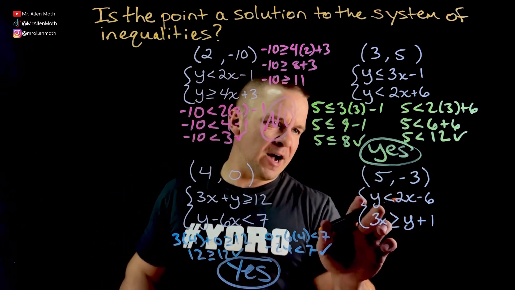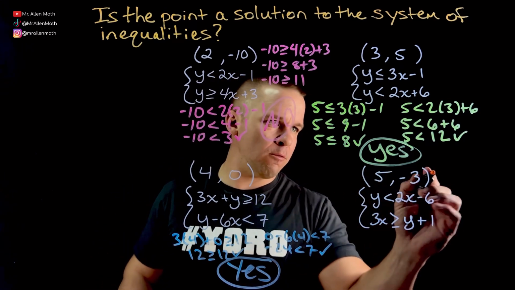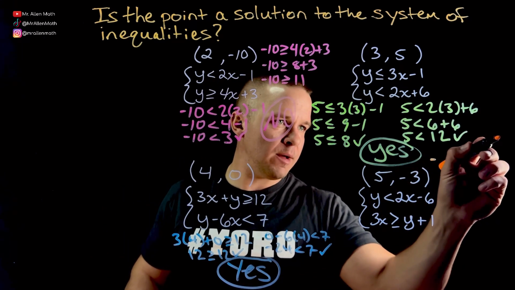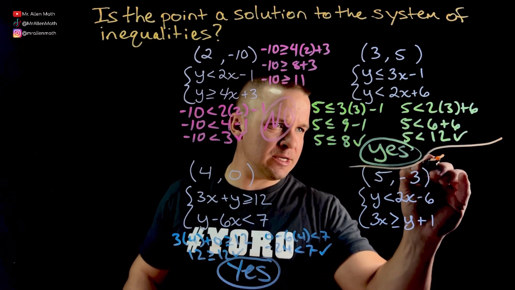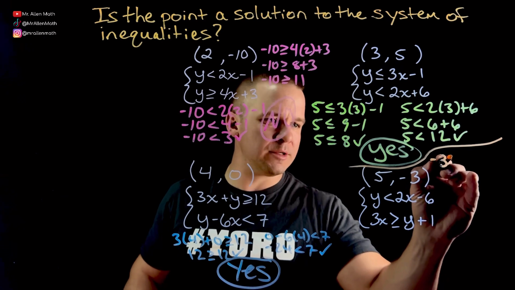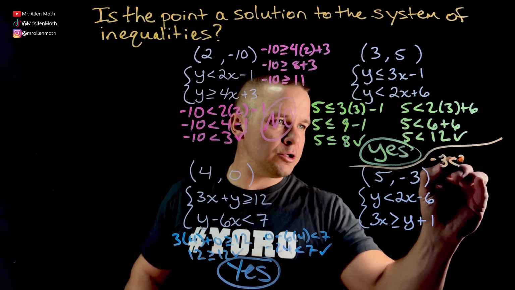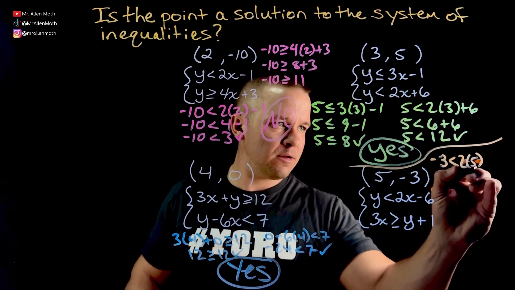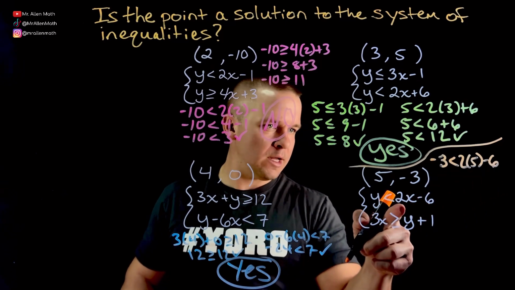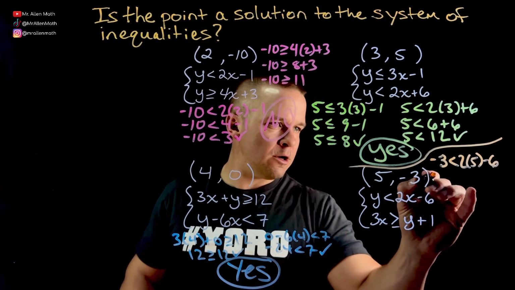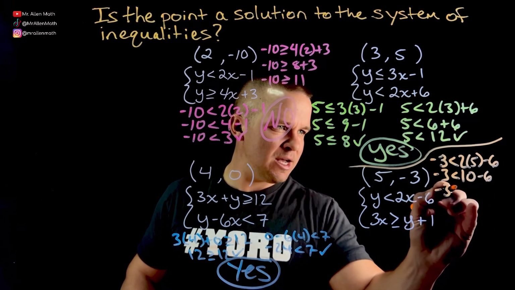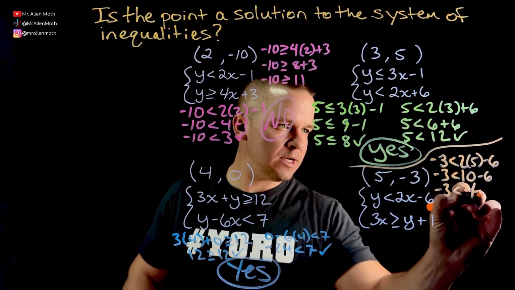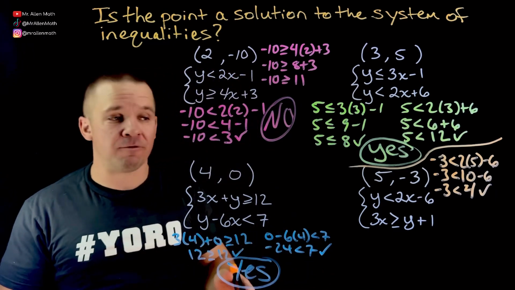Okay. 5's going in for x. Negative 3 is going in for y. So negative 3, less than, and then we got 2 parentheses 5 minus 6. Okay. That looks good there. Cool. So negative 3, then we got 10 minus 6. Is negative 3 less than 4? Yes, it is. Excellent. Okay, first one works.